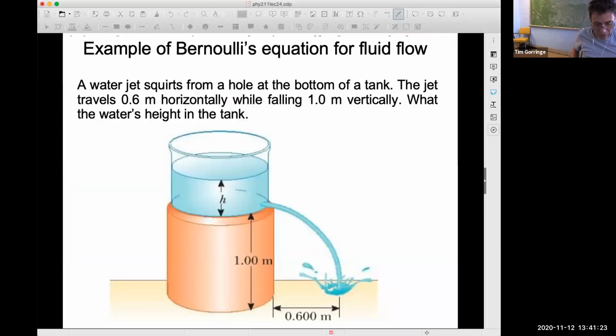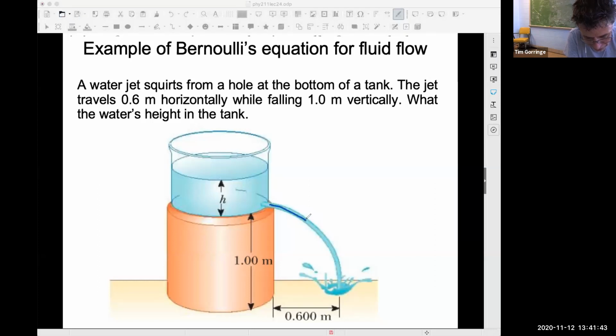So let me just, based on that understanding of the water flowing out of the spigots, answer this question in the last few minutes here. So we've got a water jet and it squirts from a hole in the bottom of the tank. And that's shown in this little sketch here.